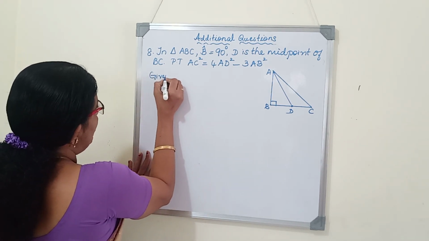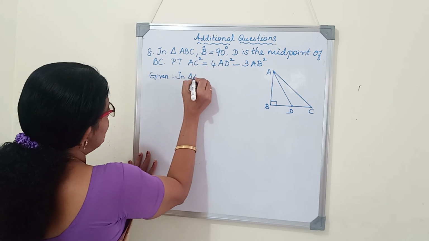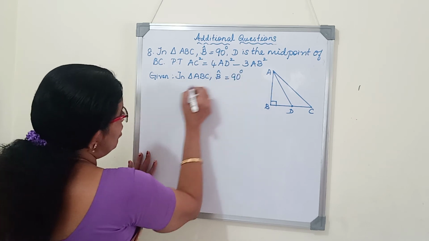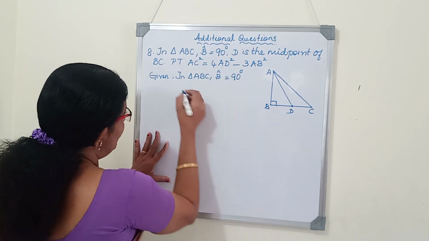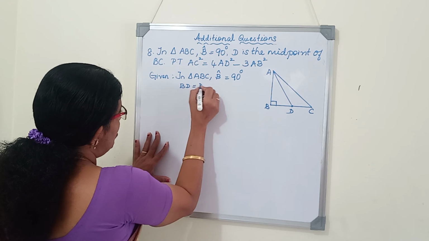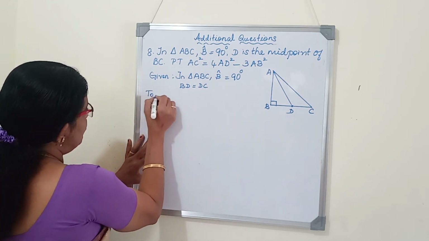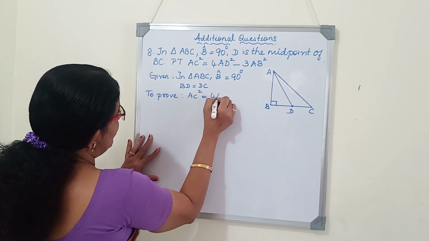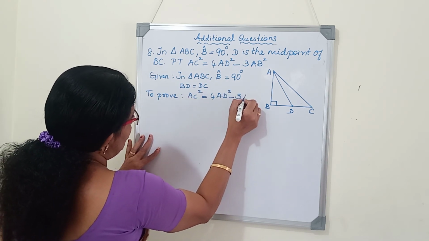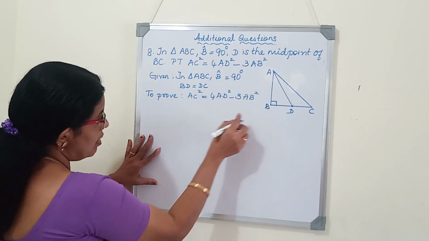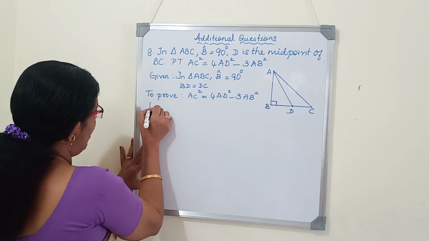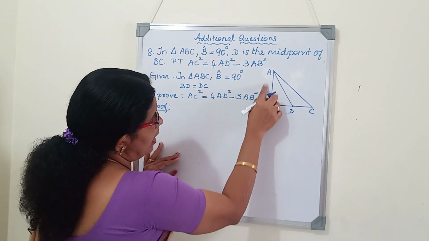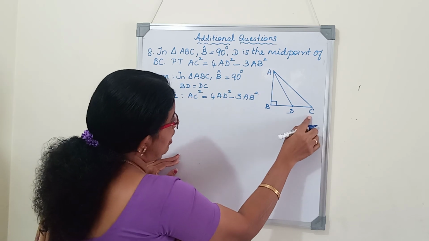So, we will write, given in triangle ABC, angle B is 90 degrees, D is the midpoint of BC. So, we can write BD is equal to DC and we have to prove that AC square equals 4AD square minus 3AB square. So here B is the 90-degree angle. So when we say B is 90 degrees, we will get two right angle triangles. One is triangle ABD and another one is triangle ABC.